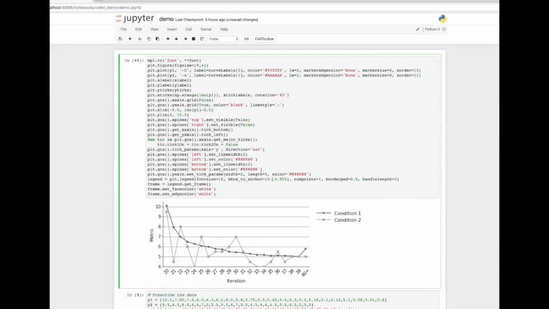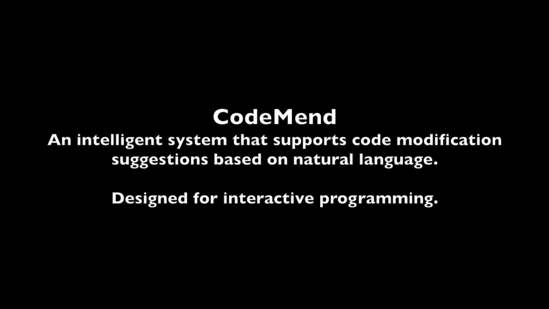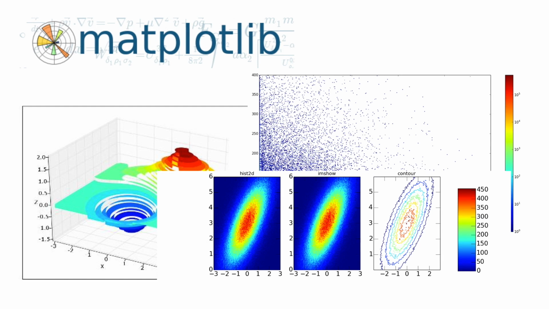Interactive programming often involves modifying very complex API calls, like this example. When the user has questions, he or she often needs to use search engines to find answers. We present CodeMend, an intelligent system that supports interactive programming by suggesting code modifications based on natural language. Our initial proof of concept implementation targeted at Matplotlib, a popular Python library for plotting figures.